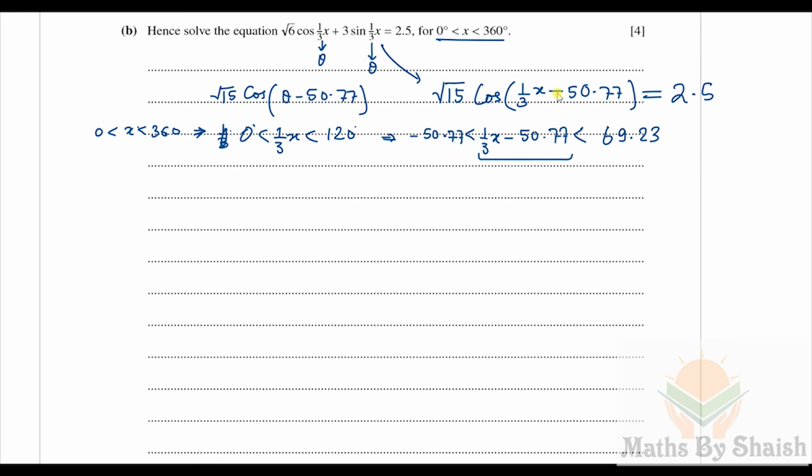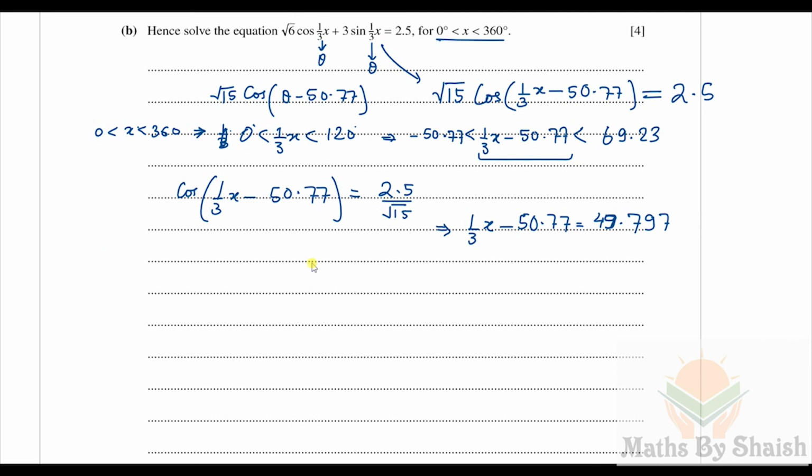So from the equation we can write cos of 1 by 3x minus 50.77 is equal to 2.5 over root 15, and hence from here the angle 1 by 3x minus 50.77 is equal to cos inverse of this value, and cos inverse of 2.5 over root 15 is 49.797. So I will write till 3 decimal places first.